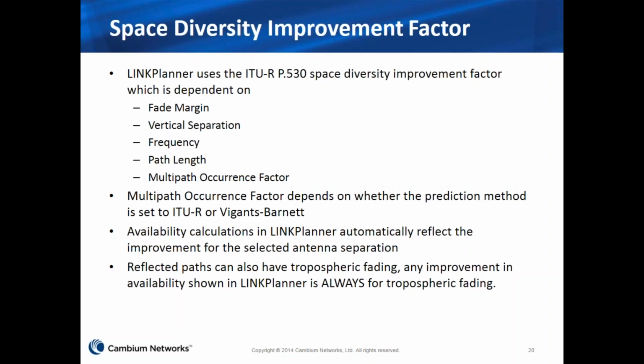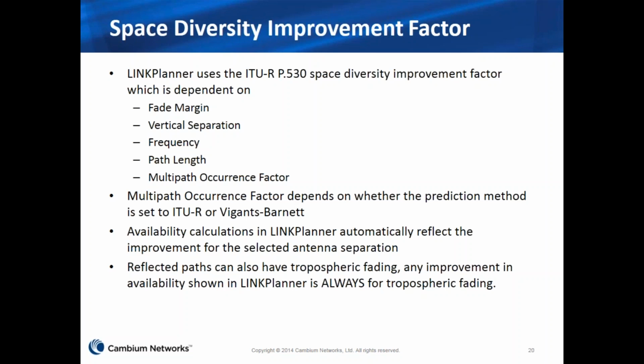The multipath occurrence factor is a complex factor that takes into account geographic location as well as path length and frequency. The ITU version also takes into account the steepness of the path, which is one reason why the ITU-R algorithm may sometimes provide better availability than the Vigants-Barnett algorithm, because it's taking into account and improving the availability the steeper the path is.